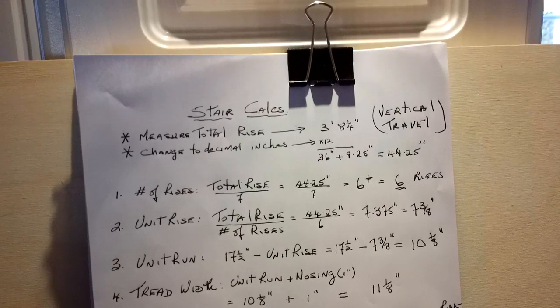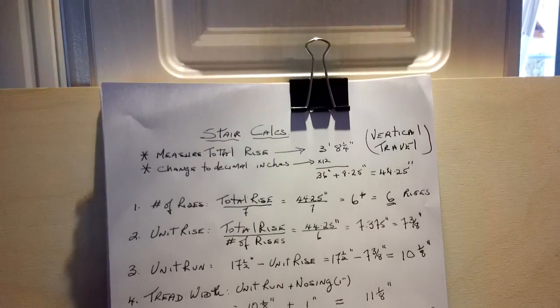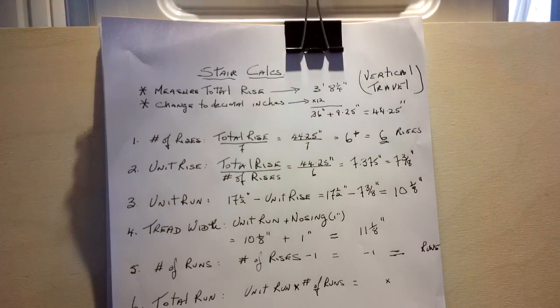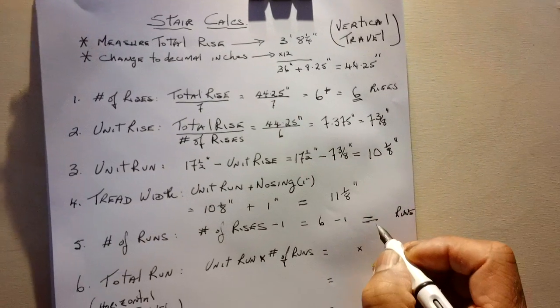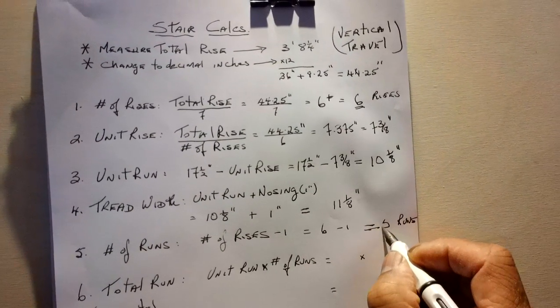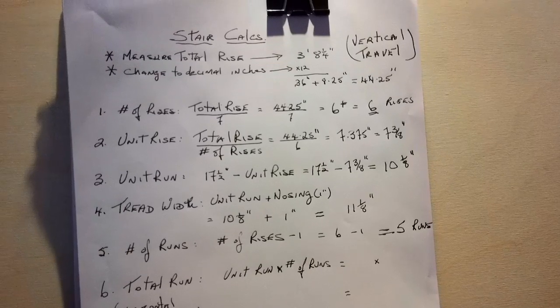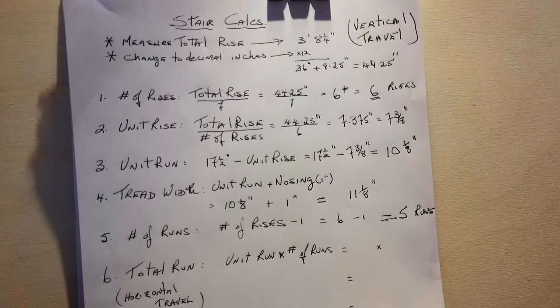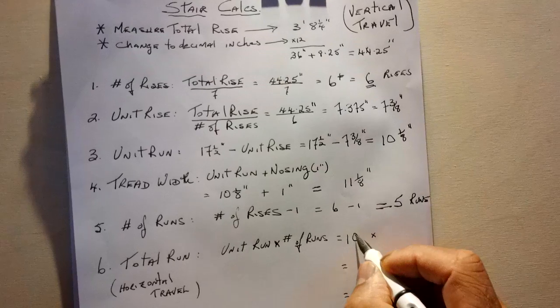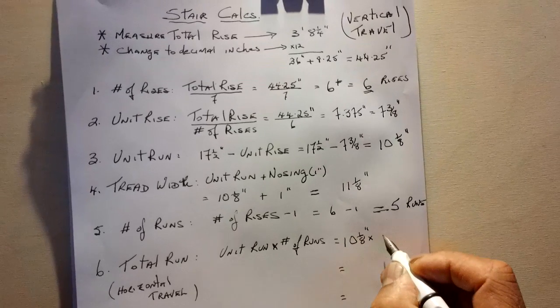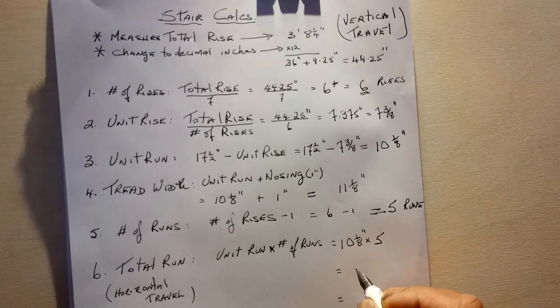The number of runs is always one less than the number of rises. And that's going to be 6 minus 1, which will give us 5 runs. And then to find our total run, or our horizontal travel, we take the unit run of 10 1/8 inches and we multiply it by the number of runs.